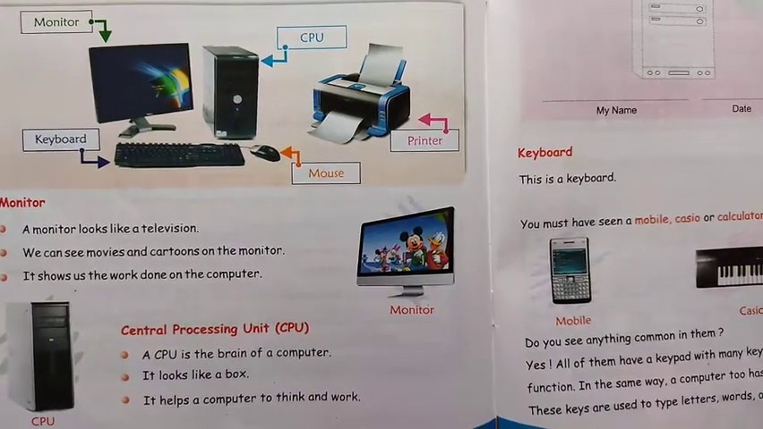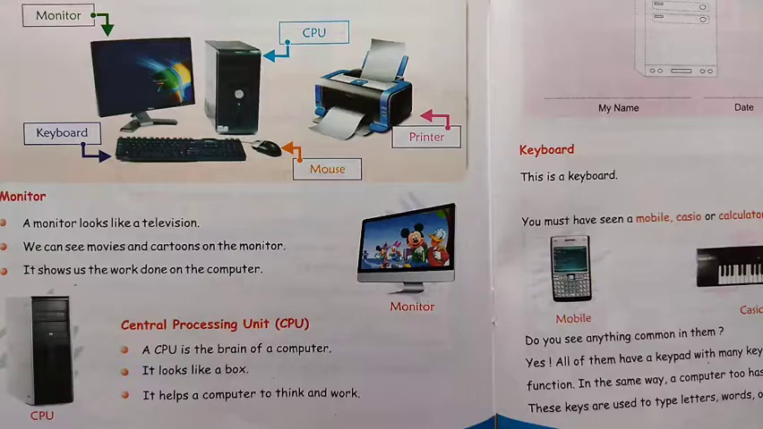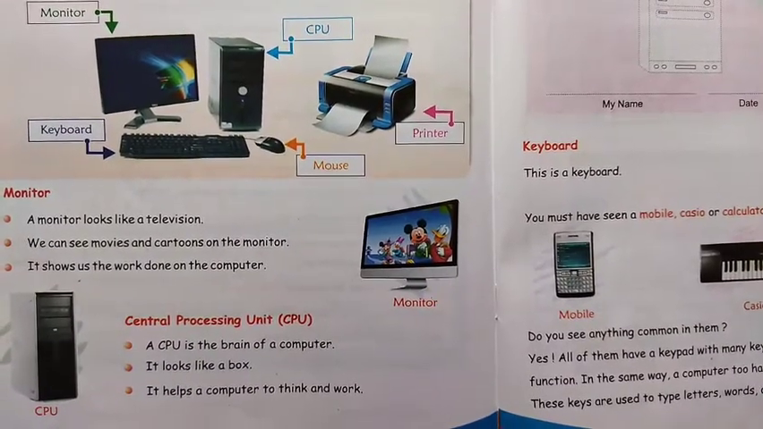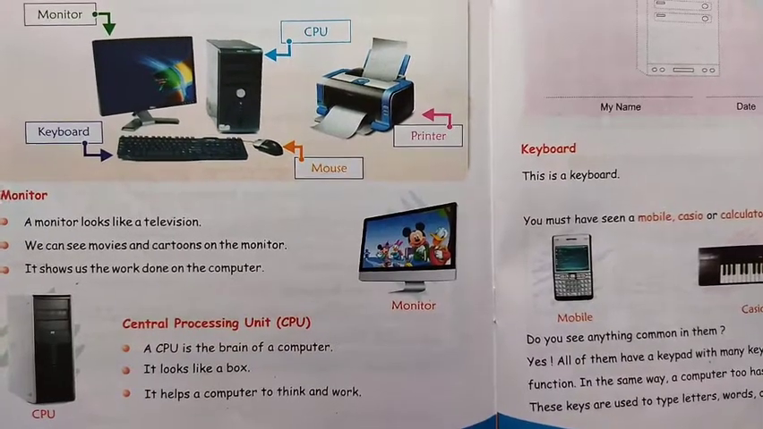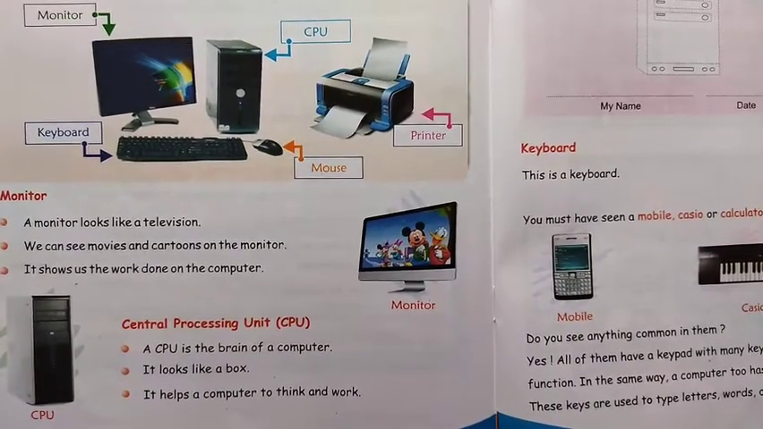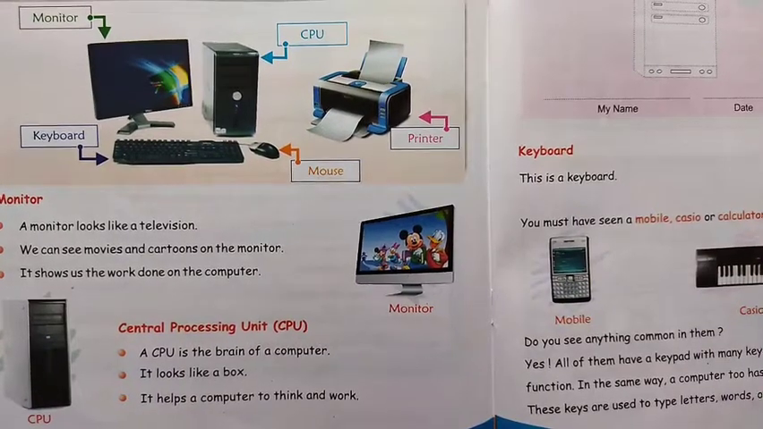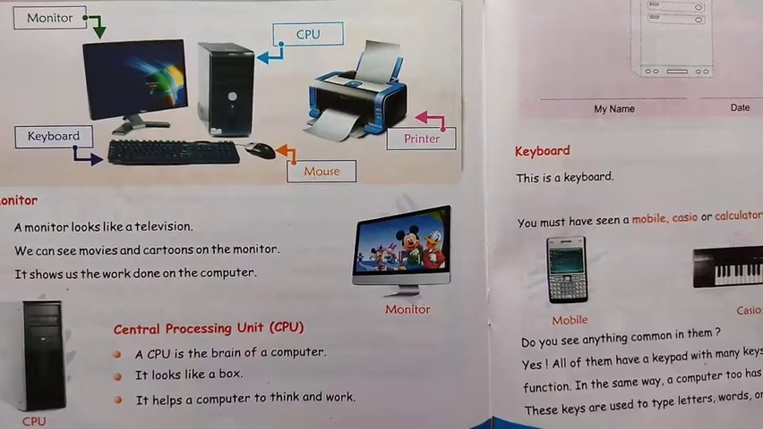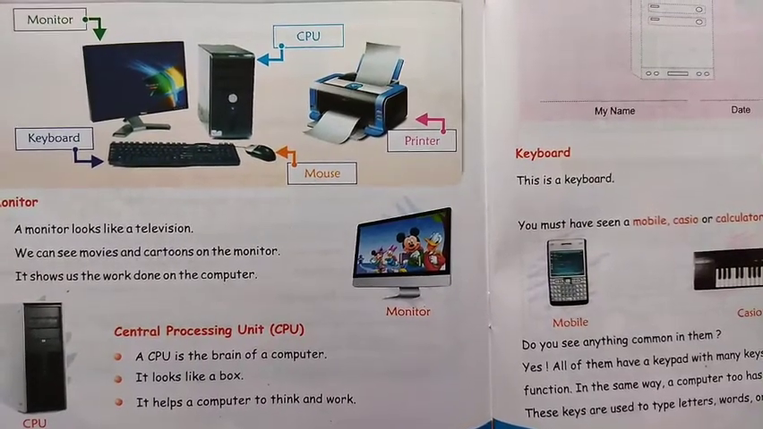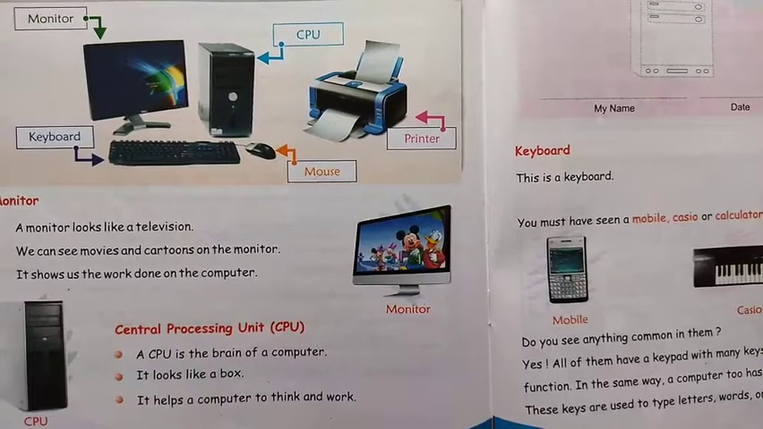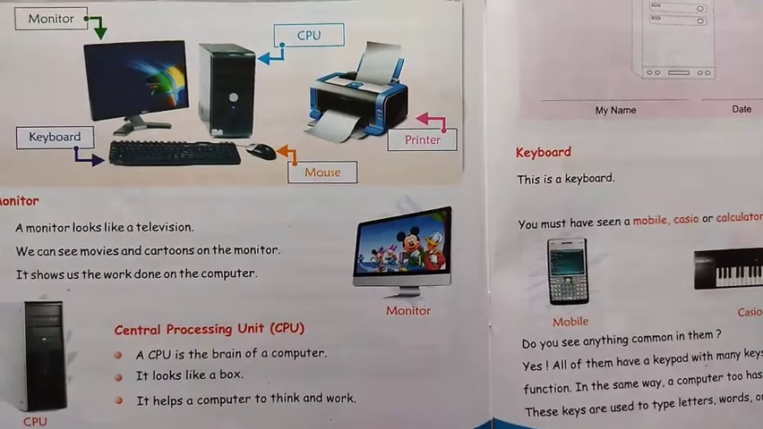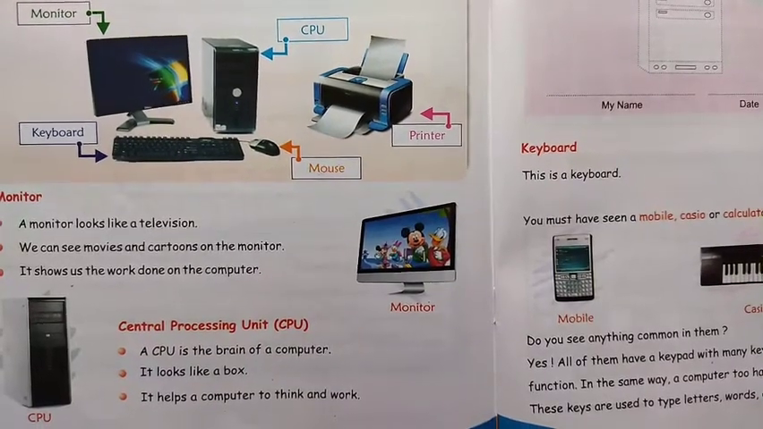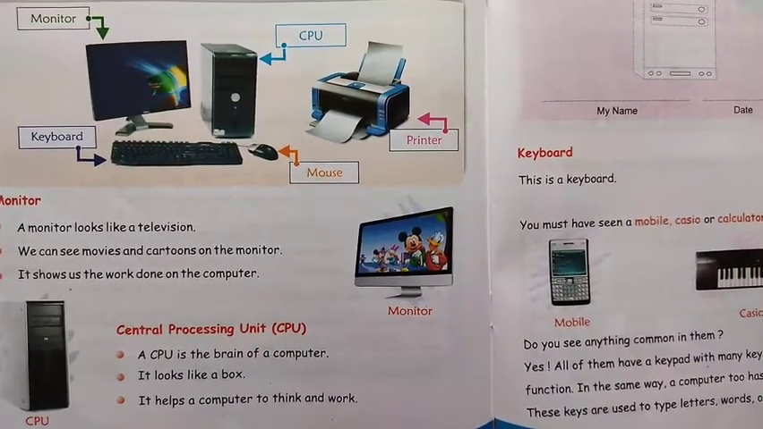CPU means Central Processing Unit. Children, it is very important to know the full form of CPU. Central Processing Unit. You learn the spelling, children. It is also known as the brain of a computer. Now listen, children, without a brain, a human being cannot think of doing anything. So a CPU is also the brain of the computer. It helps the computer to work. It looks like a box and it helps a computer to think and work.